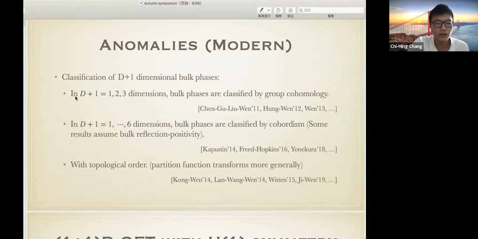Here I list some of the results. When D plus one equals 1 to 3 dimensions, the bulk phases can be classified by group cohomology, following work by Chen, Gu, Liu, Wen, and many other people. In dimensions D plus one equals 1 to 6, the bulk phases are classified by cobordism. Some of these results assume bulk reflection positivity. This is based on the work by Kapustin, Freed, Hopkins, Yonekura, and many other people. There are also some results that consider systems with topological order. This basically means that they consider a more general transformation of the partition function, not just by a phase. The partition function can transform like a vector under the transformation, by the results of these people.